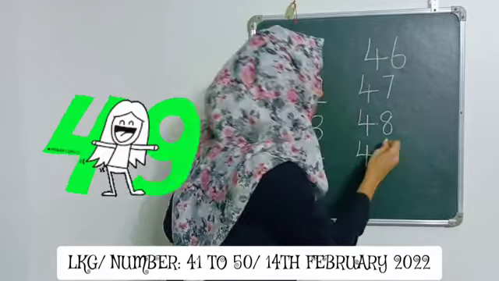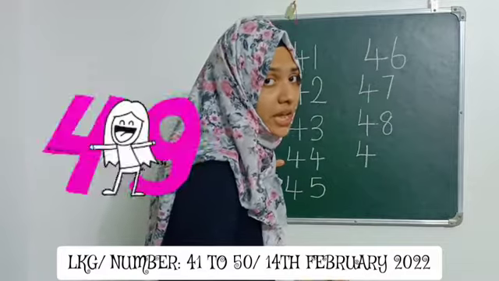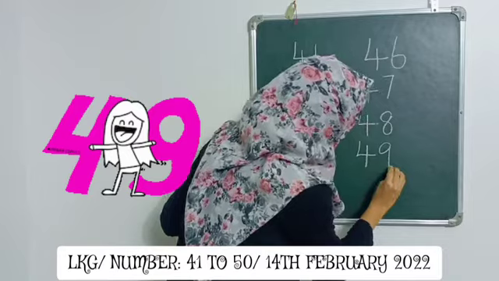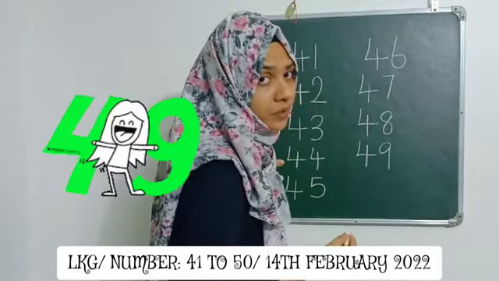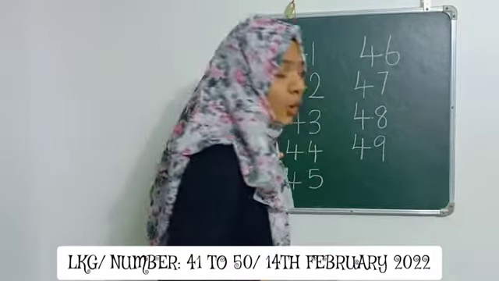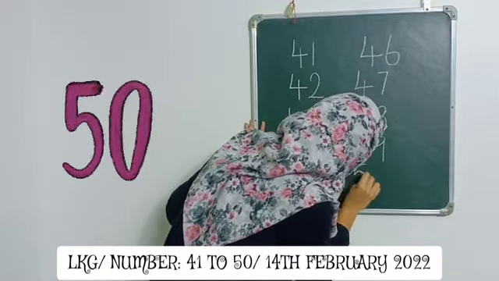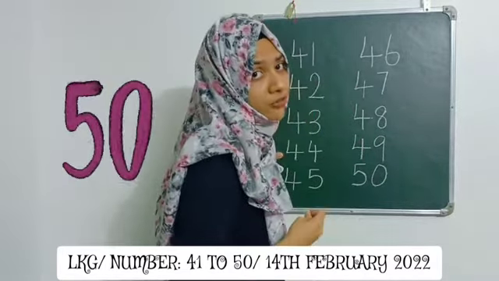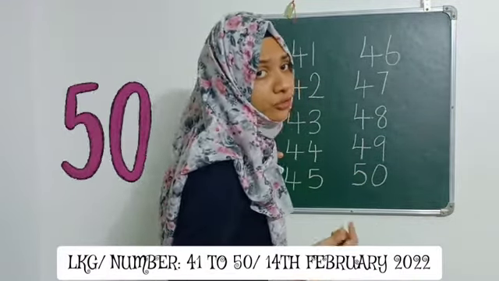Next, which number comes after 8? Yes, number 9. So, 4, 9, 49. Okay, students, then which number comes after 49? Which number comes after 4? Yes, it's number 5. Then 5, 0, 50. 5, 0 together, 50.